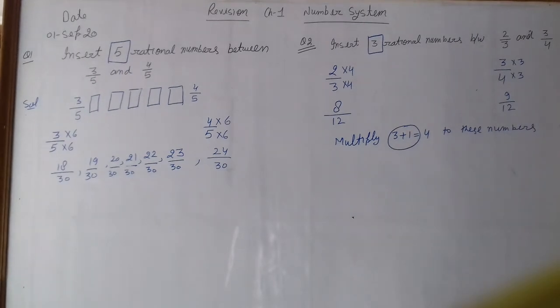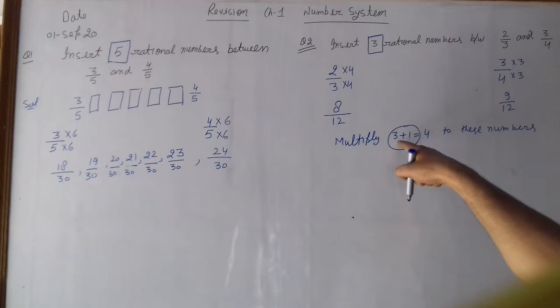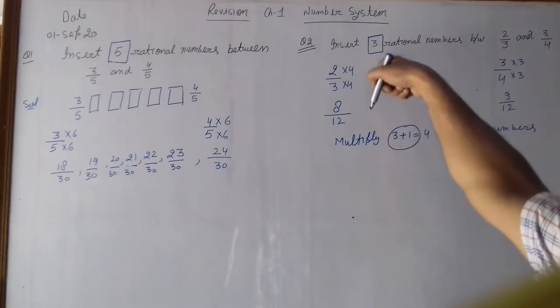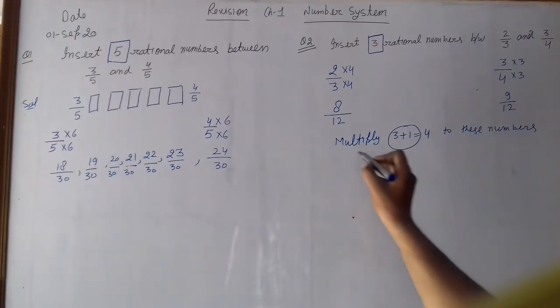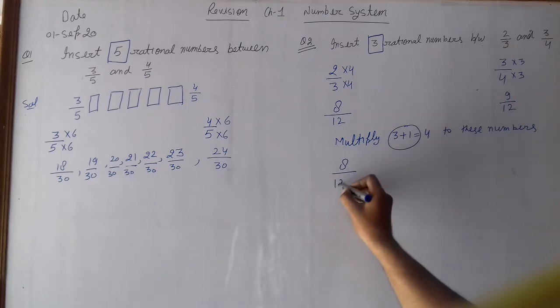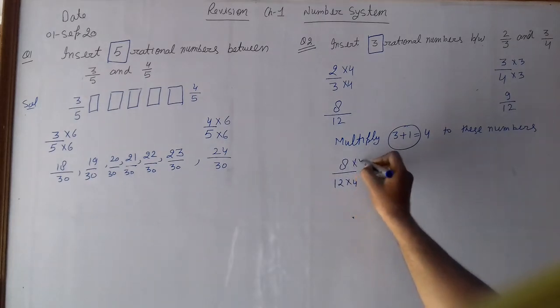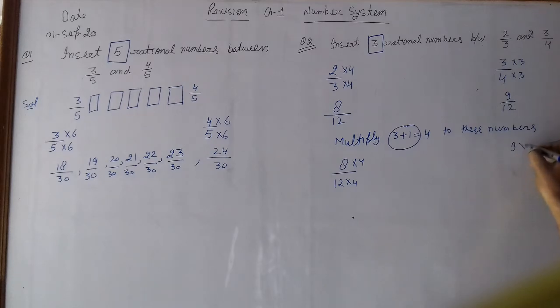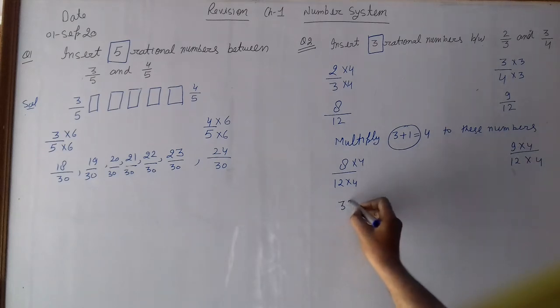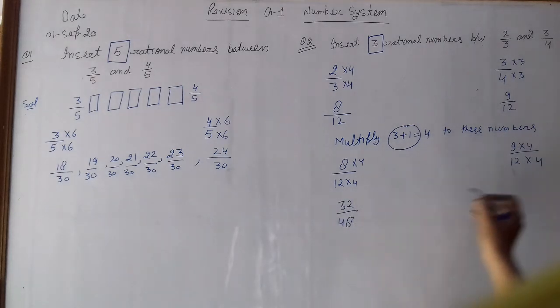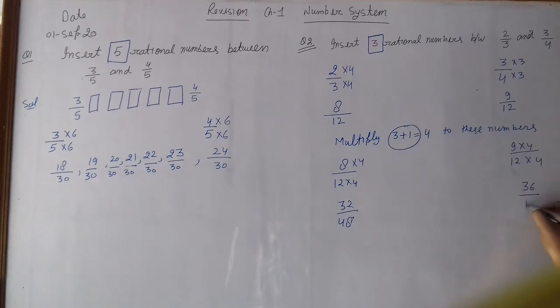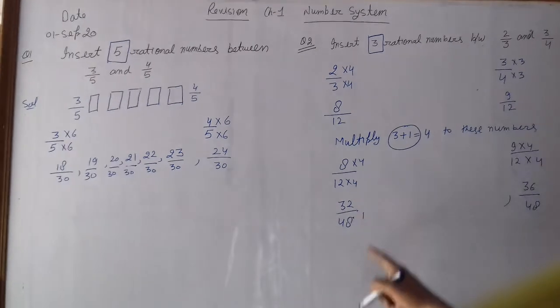Right, students? This will remind you that we multiply by 1 more than the inserting numbers. So 8 upon 12 into 4 into 4, and here 9 into 4 upon 12 into 4, right? Now 8 fours are 32 upon 48, and here 36 upon 48. Right, students? So this is 32 upon 48, this is 36 upon 48.